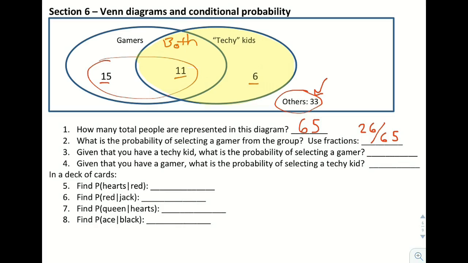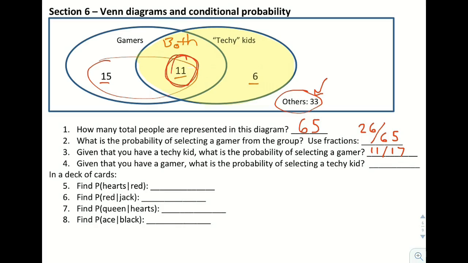Well, the gamers in this situation are the 11 who fall into the one that is both. So there are 11 gamers in the techie kid group out of a total of 11 plus 6, which is 17 people. So you have 11 gamers that are techie kids out of 17 total techie kids. We don't care about all the other numbers. We don't look at this, we don't look at this. All we look at is the highlighted area because it says we're talking about only techie kids. We're given techie kids.